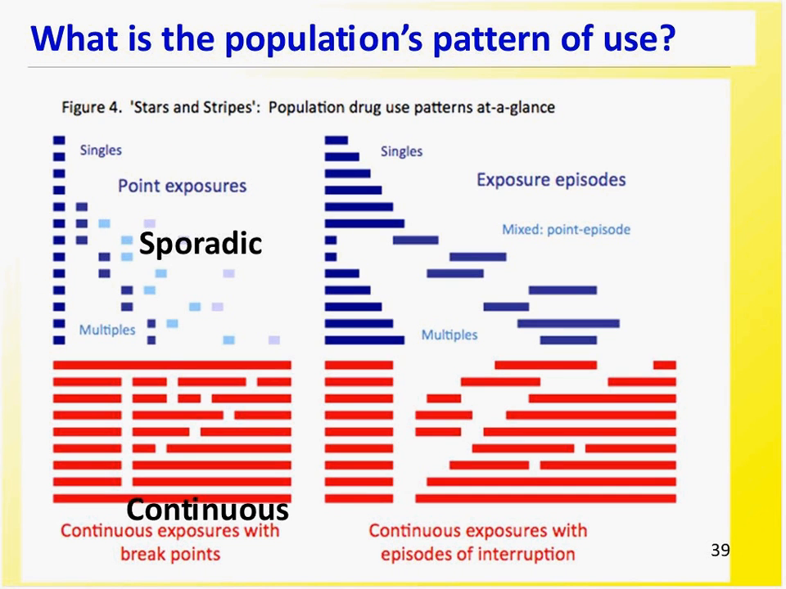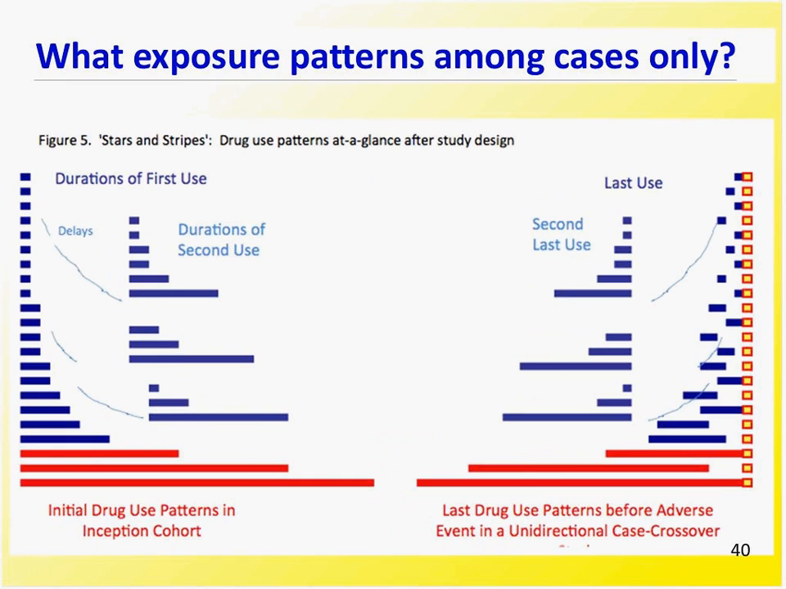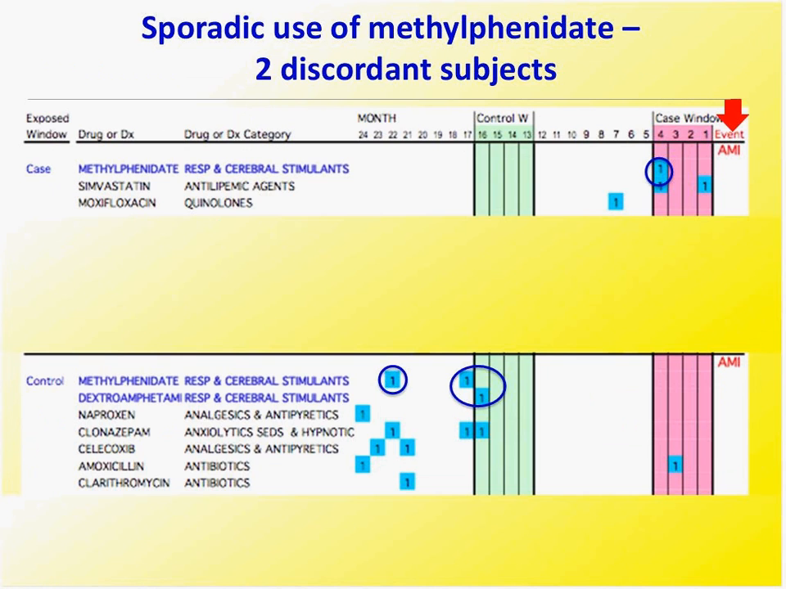These stripes were just a way of trying to point out that I'd love to be able to see use patterns of drugs, where we could see how much is sporadic use, how much is continuous, how much is intermittently continuous, how much inception cohort, or in a case crossover study, what does it look like, and how do those things vary when we make assumptions?